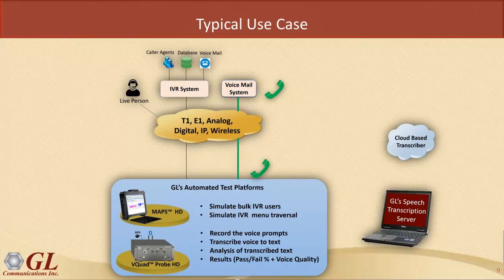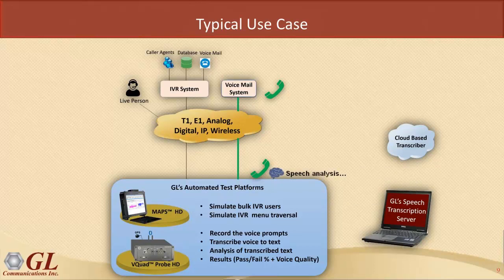When silence is detected, we stop the recording, and the file gets sent to the transcription server, or the transcription server will actually automatically pick up this recorded file since we're running it in the automated mode. The audio file then gets sent to the cloud for analysis, and results get sent back to the STS, and it is picked up by either VQuad or maps, and then text analysis is performed on the text.